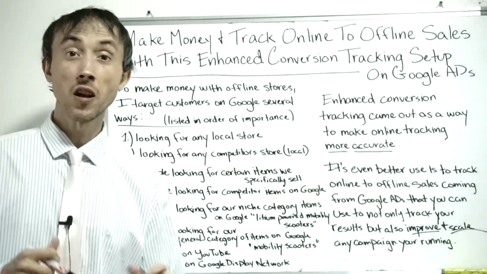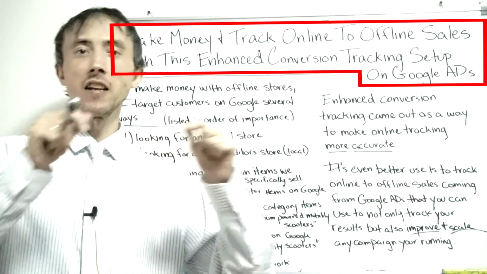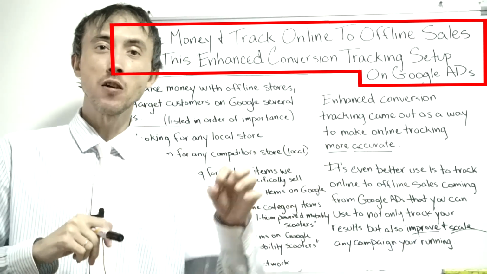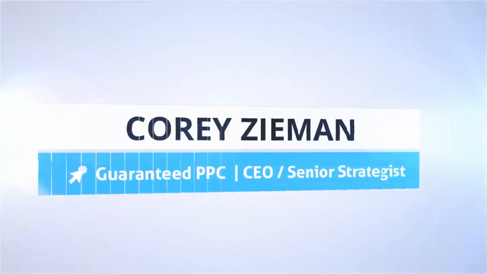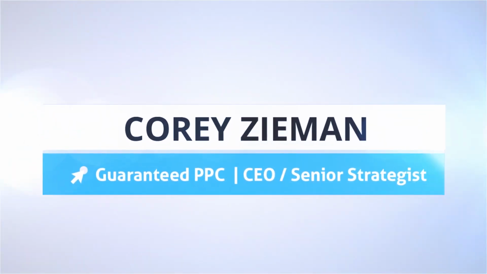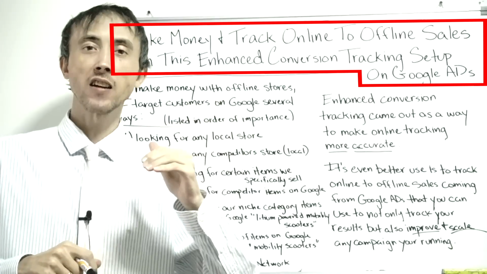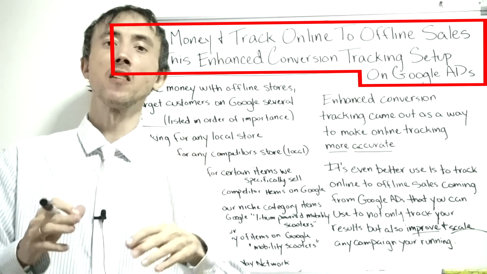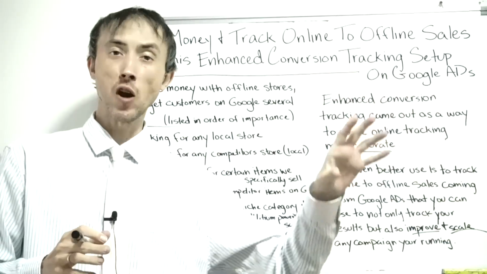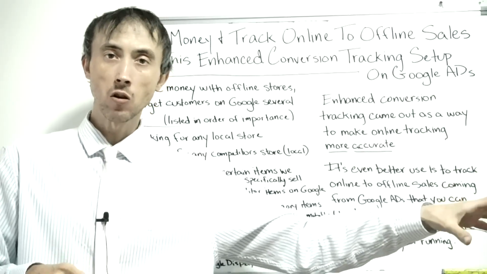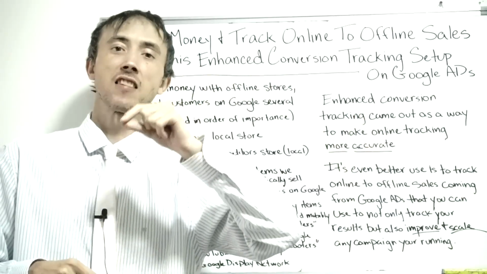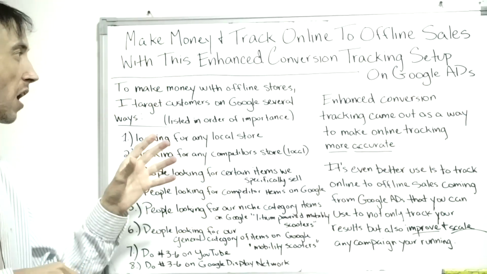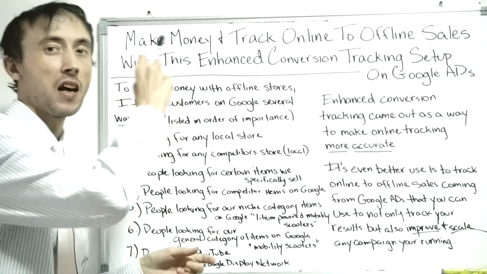Okay, today's video we're going to talk about how to track online to offline sales. Basically, you're trying to run a Google campaign. How do you track the sales that you get from that, that you're marketing to people online through Google Ads, to try to get them into your store locally, whether or not the ad that they saw drove the purchase in your local store or something else drove it? More specifically, how to make money at actually doing that.